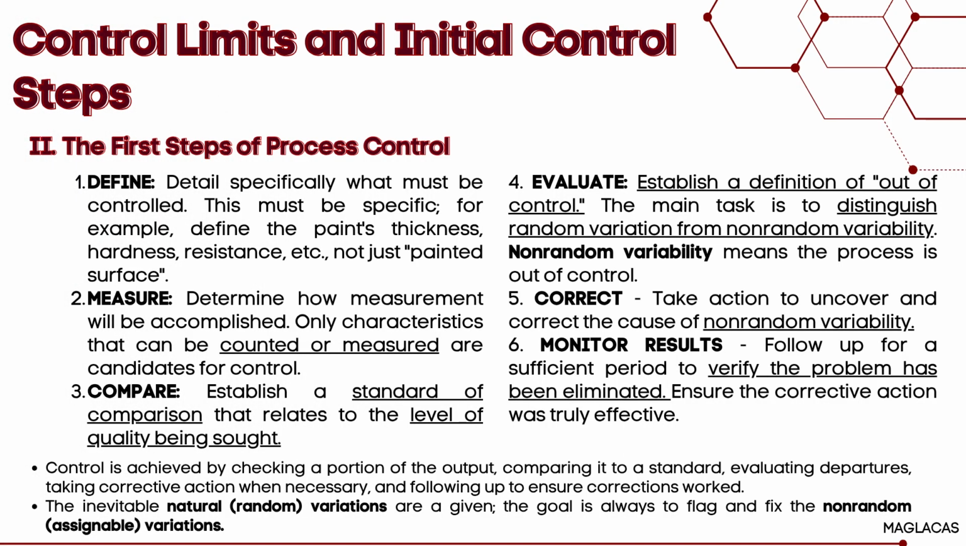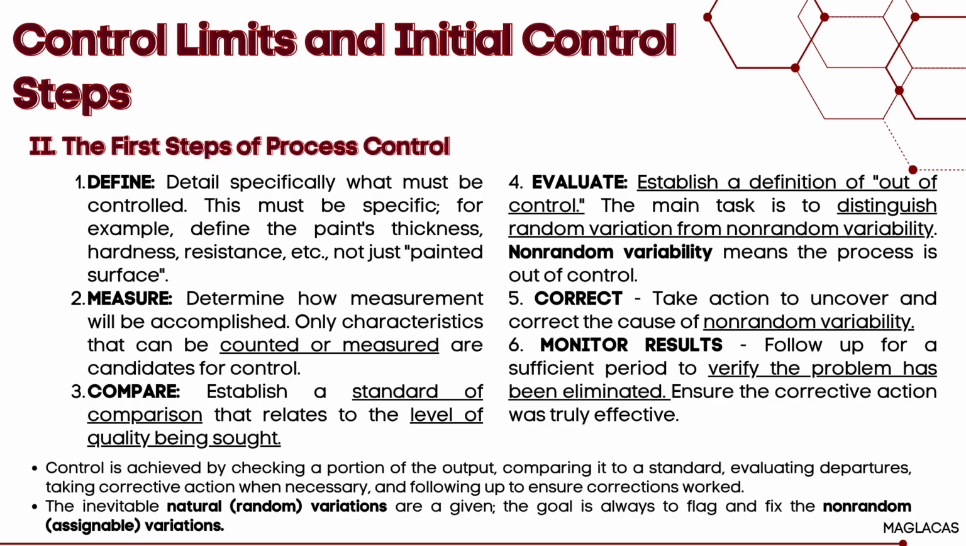Sampling and corrective action are only a part of the control process. Effective control requires the following steps. First is define: specify the exact characteristics to be controlled. This is followed by measure, which tells you to determine how the characteristics will be quantified. And of course, you will have to compare what you have quantified: establish a standard, target value, and specification limits to judge the measurement against. This is followed by evaluate, which tells you to define out of control by distinguishing random variation from non-random variation.